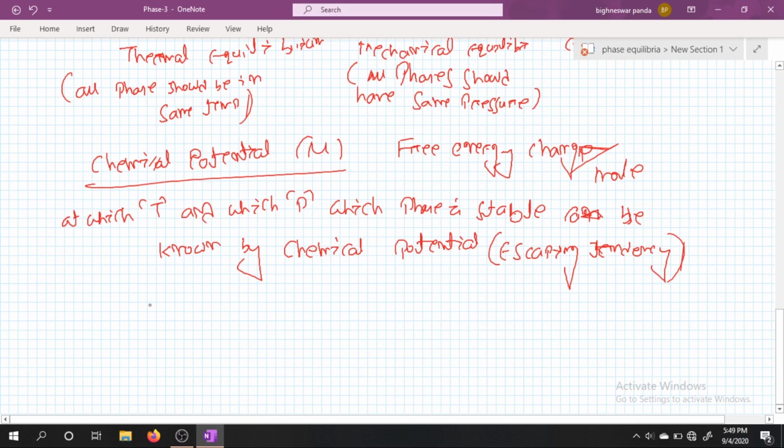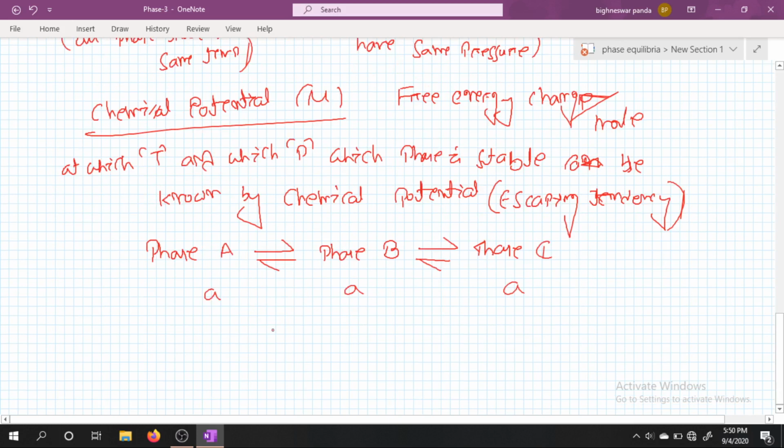So for a chemical equilibrium, let us consider phase A is in equilibrium with phase B in equilibrium with phase C, and component A is present in phase A, component A is present also in phase B, component A is present also in phase C. So in order to satisfy chemical equilibrium, the chemical potential of component A in phase A should be equal to the chemical potential of component A in phase B should be equal to the chemical potential of component A in phase C, and this is the condition for chemical equilibrium.